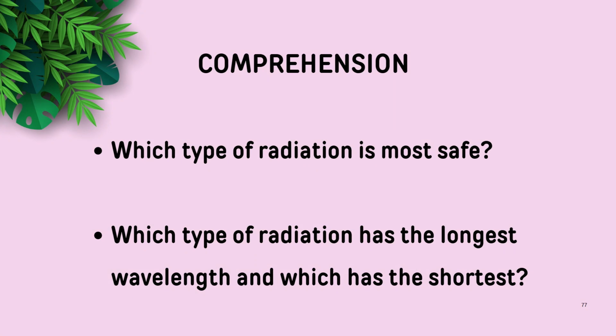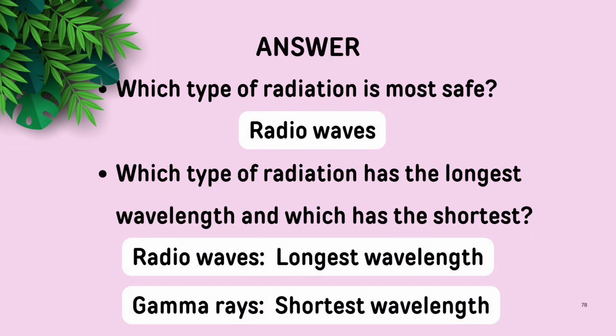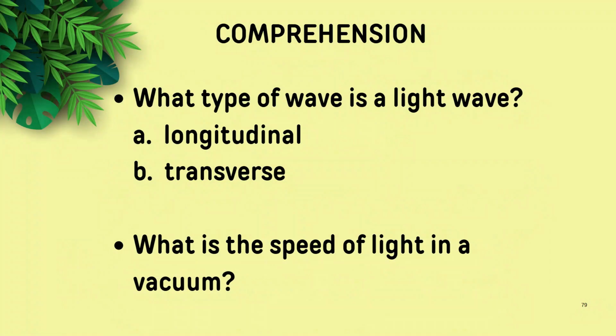Which type of radiation is most safe, and which type of radiation has the longest wavelength and which has the shortest? Radio waves are the most safe. They have the longest wavelength, while gamma rays have the shortest wavelength.